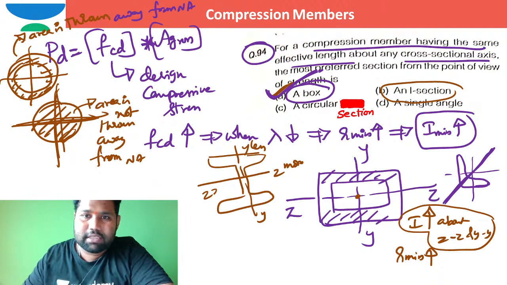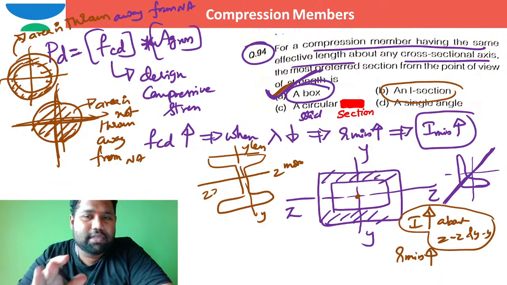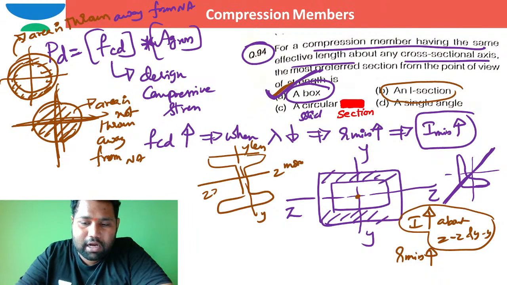Option C is a solid circular section, so option C is not correct. Only option A itself is correct. Shall I move to the next slide?